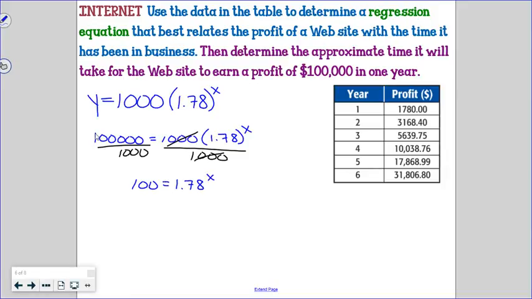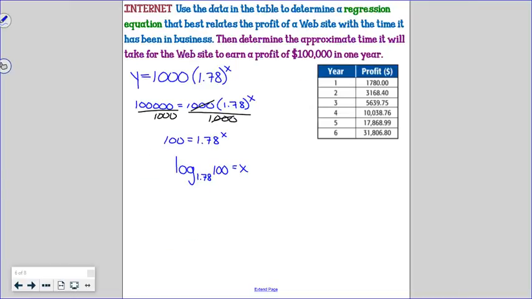Once I get that exponent by itself, we flip to logarithmic, which will become log base 1.78 of my number. That's going to be just some number my calculator will tell me, which rounded to two decimal places is 7.99. So almost 8 years.